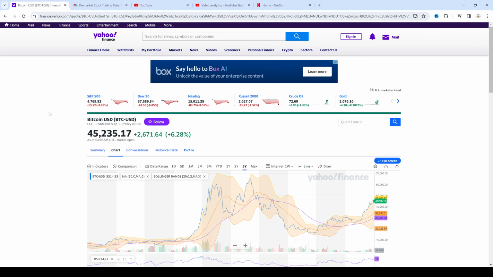I feel like Bitcoin could hit 60K or break 60K, 65K in the next 2 to 3 months. I think once the ETF is approved, we could see Bitcoin go to 50K.